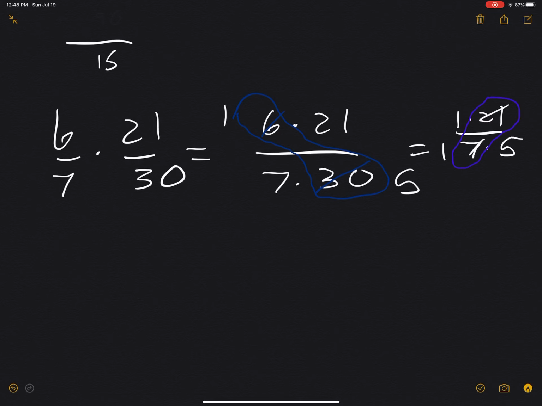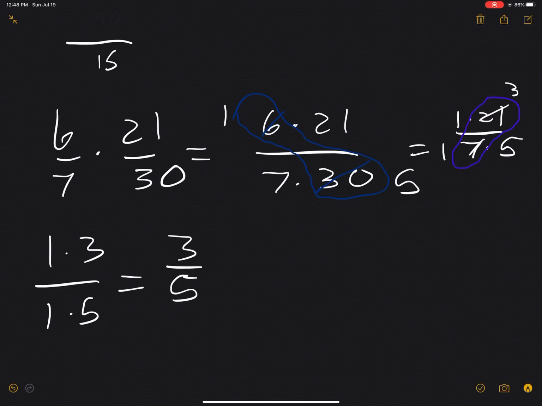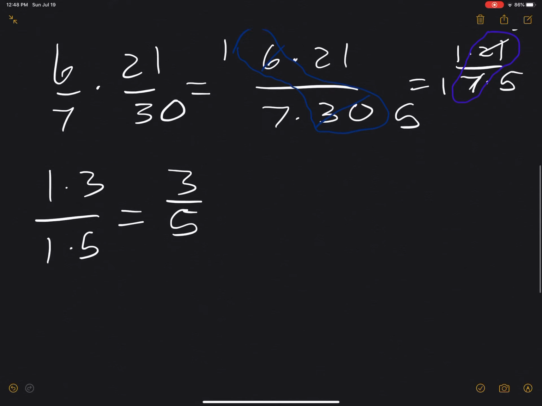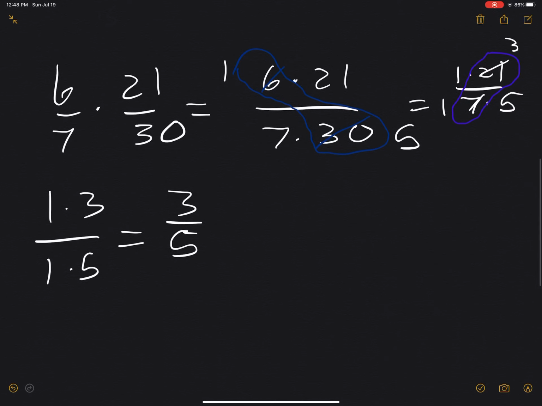So this becomes a 1. 7 divided by 7 is 1. And 21 divided by 7 is 3. So we end up with 1 times 3 over 1 times 5, which we all know is 3 over 5. So the problem gets much more simple if you cancel before you start the problem. If we want a simplified answer, we have to cancel right at the start to avoid dealing with bigger numbers.